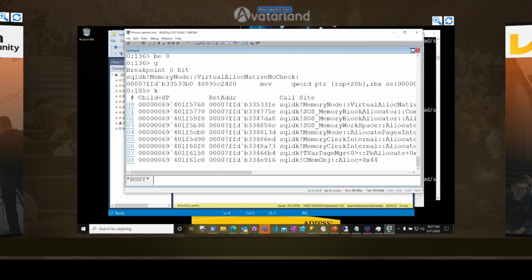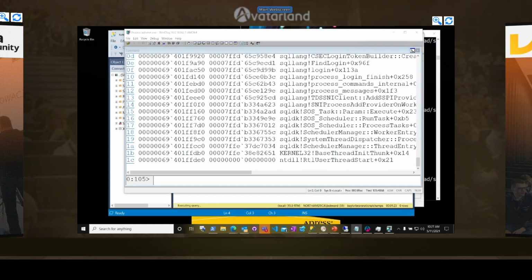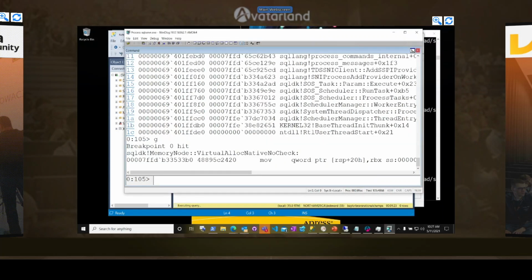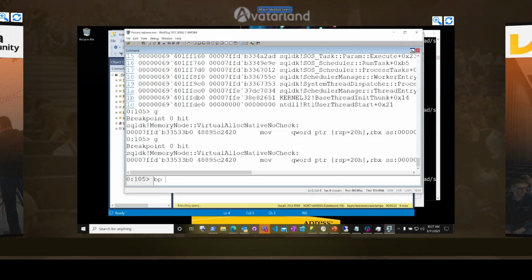It's loading some symbols that it hasn't loaded before, it looks like, but it'll just take a second. The reason it's really tricky to do this is because this is called a lot, for a lot of reasons. So let me go here again and hit a breakpoint on this.